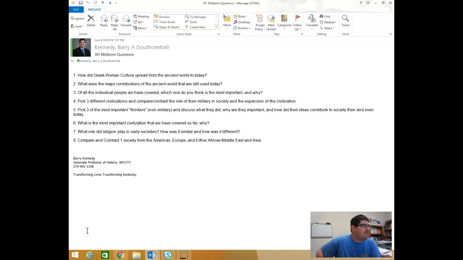Number 5, pick 3 of the most important thinkers. These are non-military people, so you can't use Alexander the Great or Caesar or Hannibal. And discuss what they did. Why are they important? And how did their ideas contribute to society even today? In other words, that question would include somebody like Socrates or Aristotle or Plato, somebody like that.